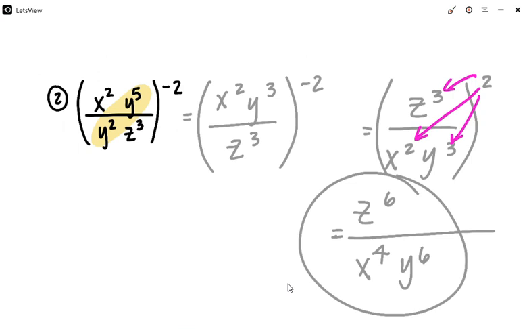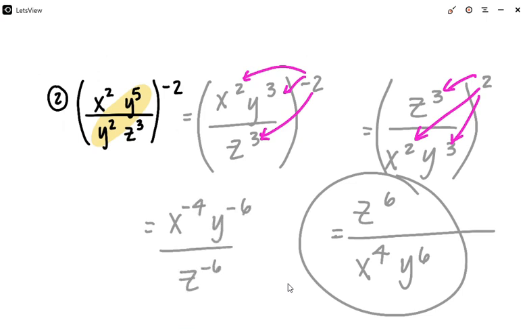The other way you could have done it, if you wanted, you could have distributed from this point, but then you're multiplying by a bunch of negatives, and then that just gets kind of gross and messy. So that is why I personally would recommend just flipping the entire thing and then using your positive exponent. But both will work. It's going to be whatever you prefer.